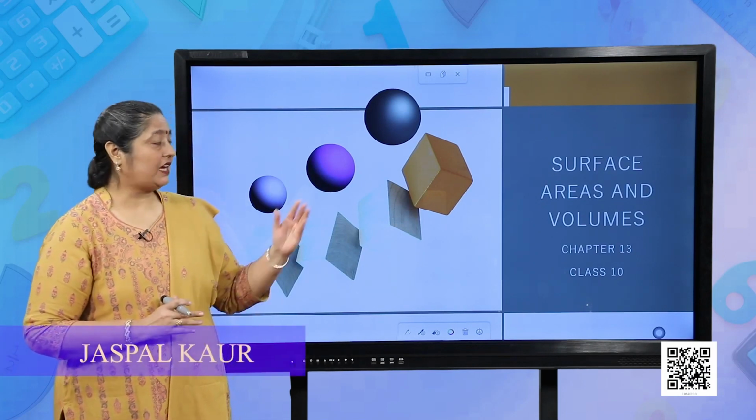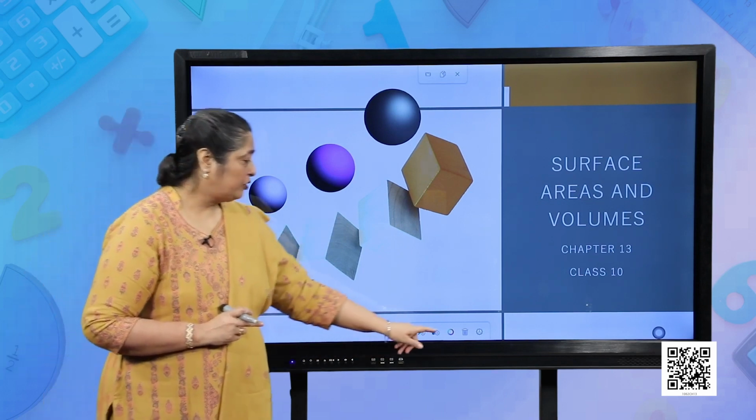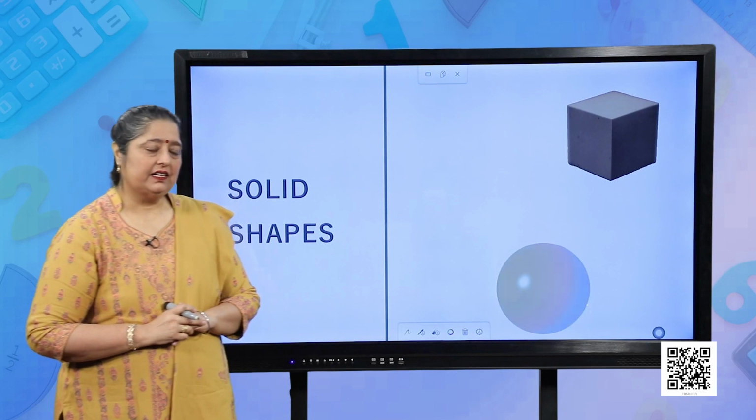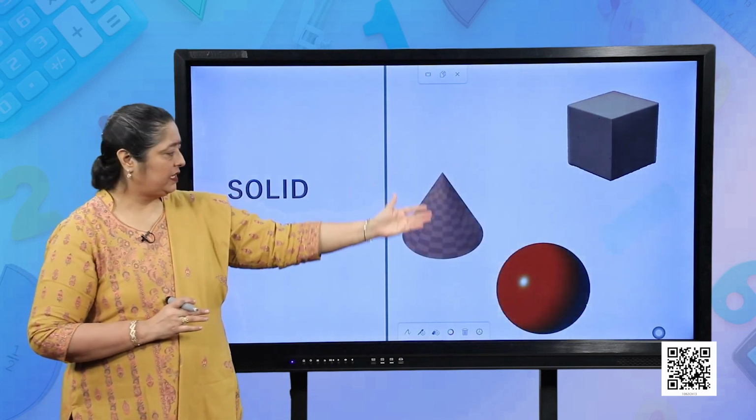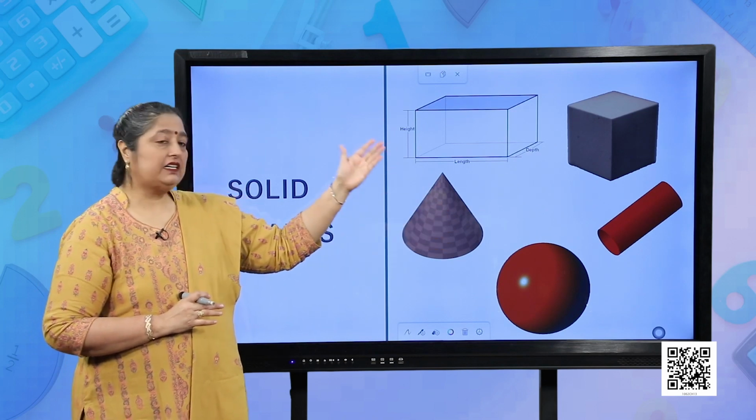Today we are going to start a new chapter, surface areas and volumes. These are all about the solid shapes we have already studied. We have studied a cube, a sphere, a cone, a cylinder and a cuboid.